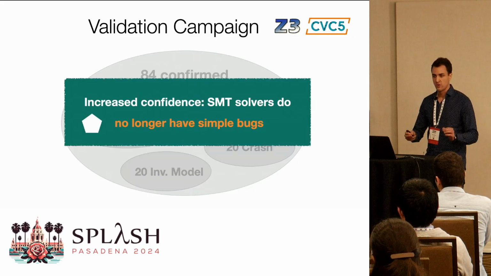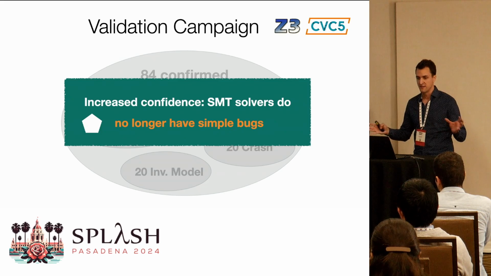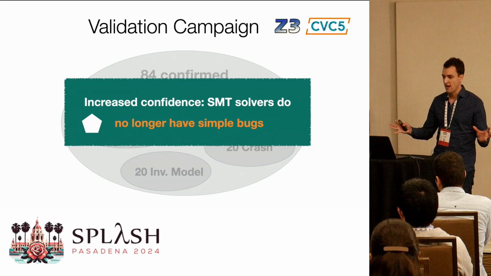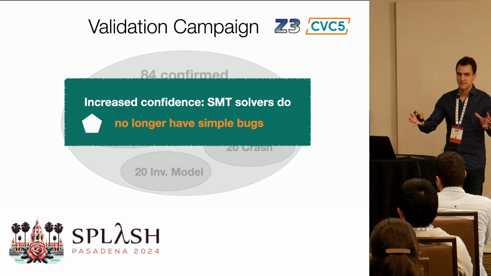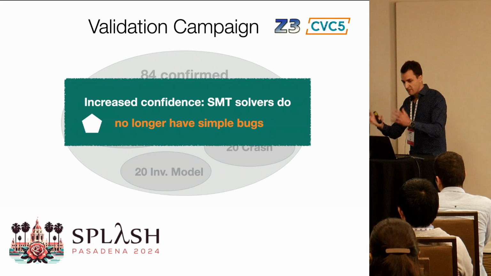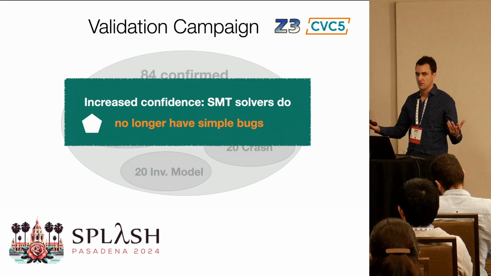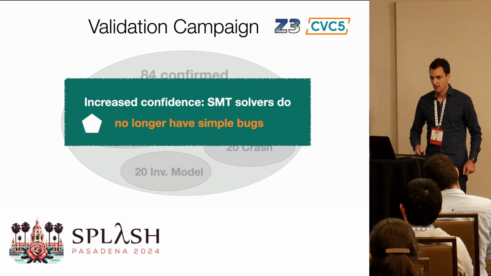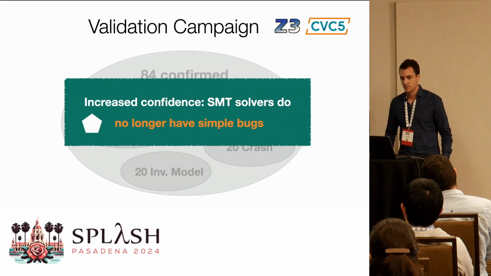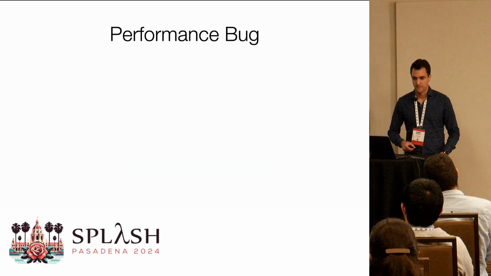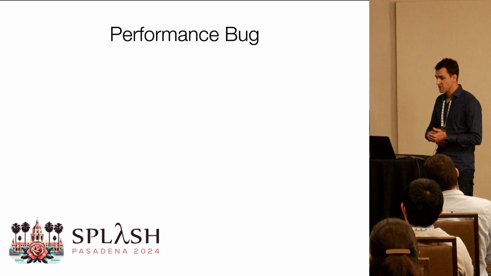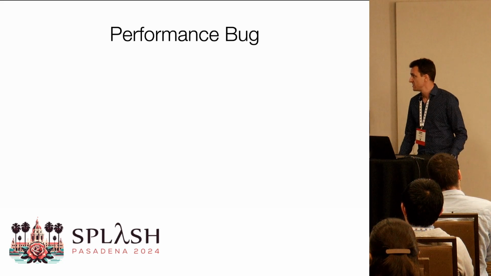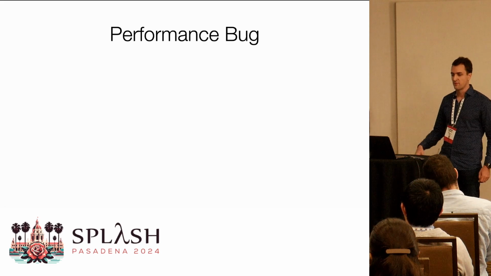But perhaps more important than these bug findings is the increased confidence that we now have in the SMT solvers. By enumerating the smallest tests, we can be way more confident that SMT solvers no longer have bugs on these simple bugs on these important theories. As I said, our approach is especially suitable for performance bugs.